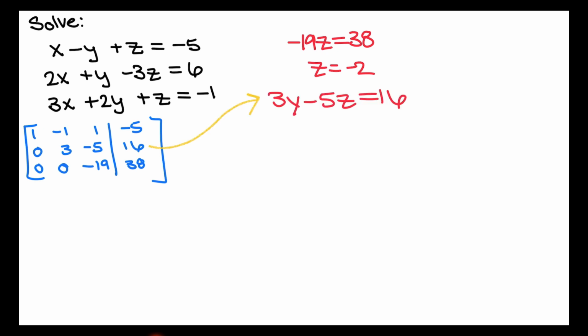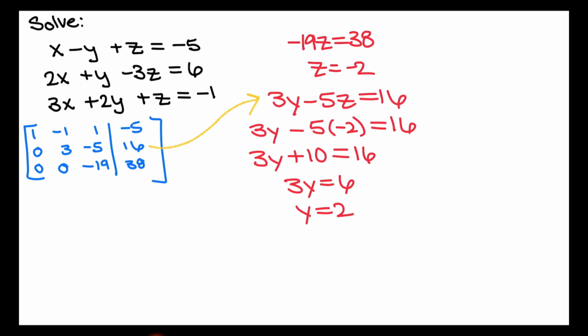Then I work my way up. Now I take the middle row. That's the equation 3y minus 5z equals 16. But I know what z is. z is -2, so I'll plug that in. 3y minus 5 times -2 equals 16. That's 3y plus 10 is 16, minus the 10, so 3y is 6. Divide by 3, y is 2.